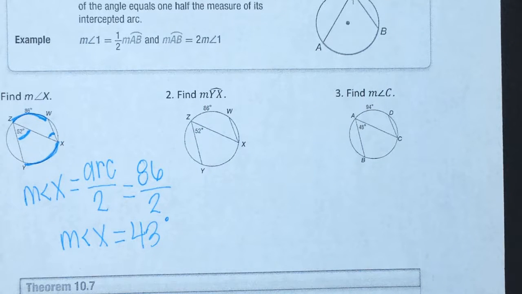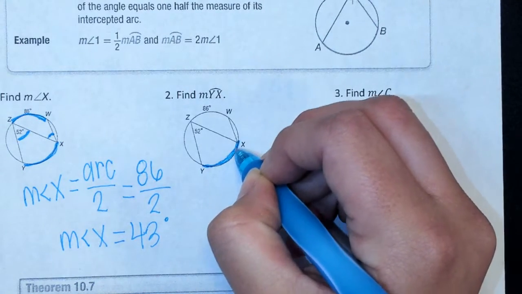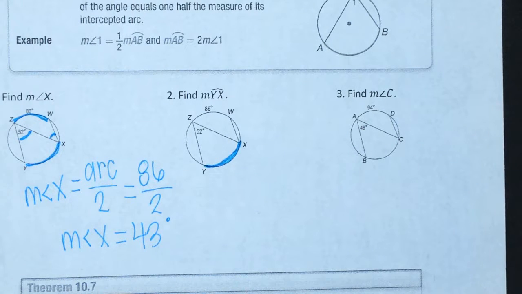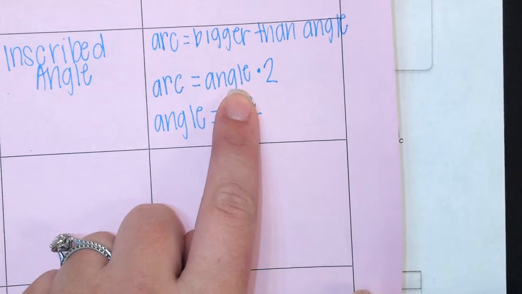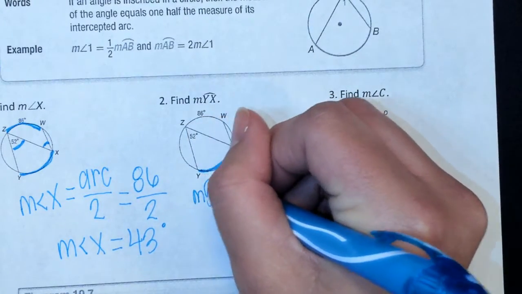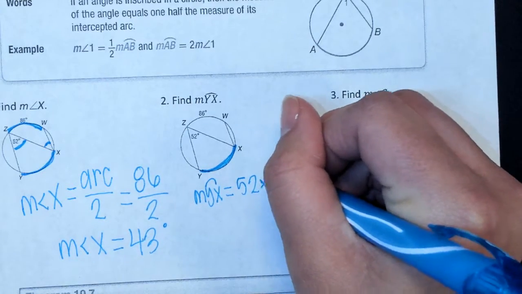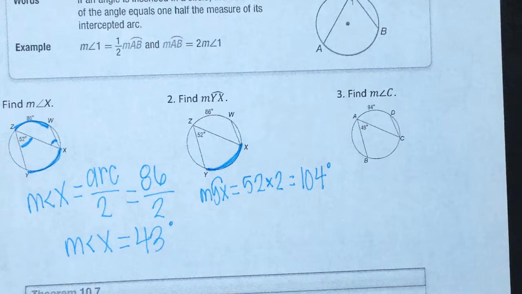Okay, let's go back to number 2 and 3 and practice. I want you to find the measure of arc YX. That's right here. What do you have? You can try it in just a minute. You have the angle. So if I have the angle and I want the arc, what do you do? Multiply by 2. So what is your angle? Your angle is 52. So the measure of arc YX is 52 times 2, which is 104 degrees. Try 3 on your own.